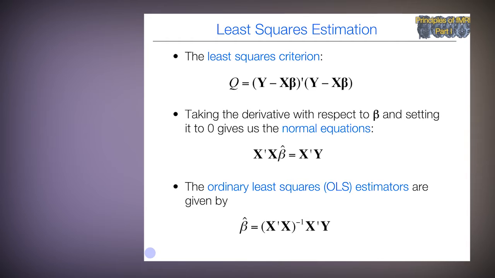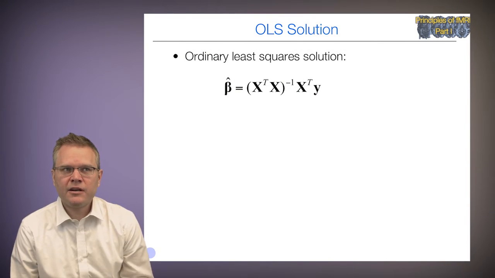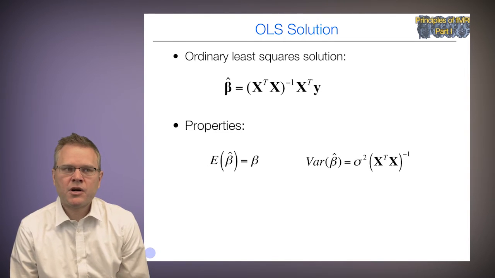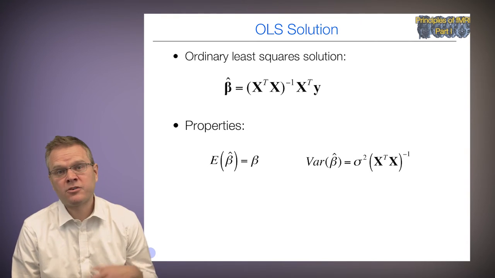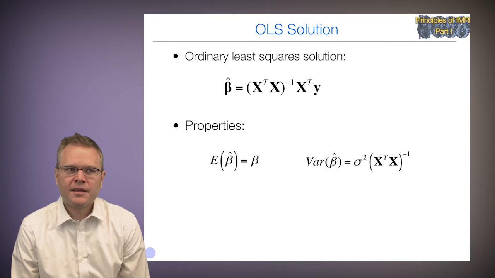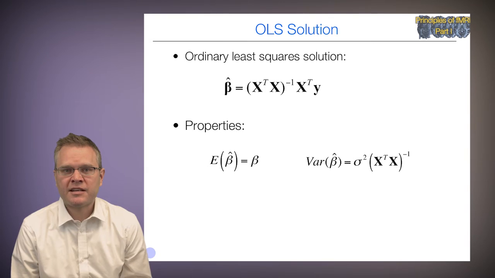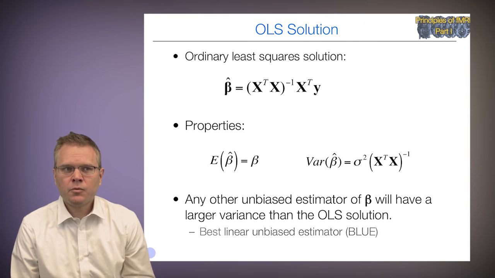Since X and Y are both known a priori, we can find this estimate quite easily using our design matrix and our data. The ordinary least squares solution has a number of interesting properties. First, the expected value of beta hat is equal to beta, so it's an unbiased estimator. On average, beta hat gives us a good estimate of beta. And also, the variance of beta hat is equal to sigma squared times X transpose X inverse. So what does that mean?